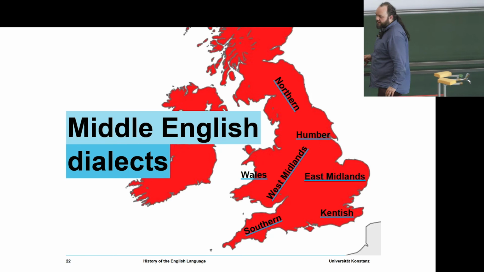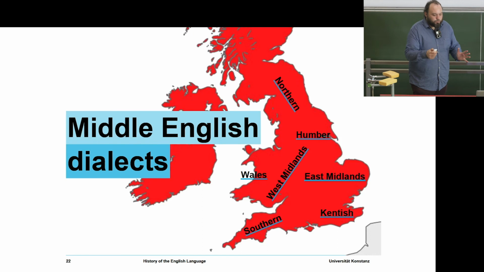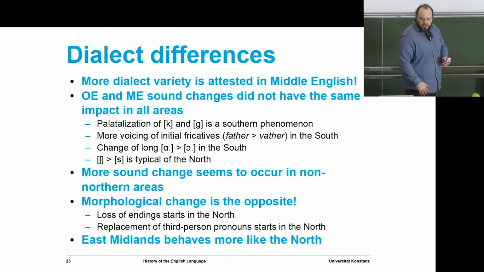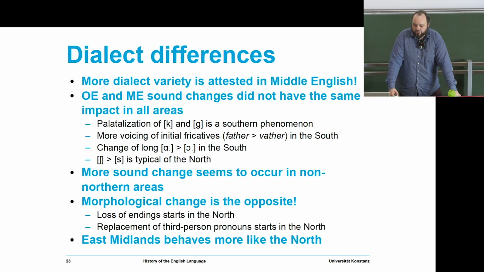Even Northern England isn't very well represented until after 1300. But during the Middle English period, we see this broadening out. We see more dialects, more people writing, more people using the English language for all kinds of different purposes. So we get much more dialect variety. We see that Old and Middle English sound changes didn't have the same impact in every area of the country.